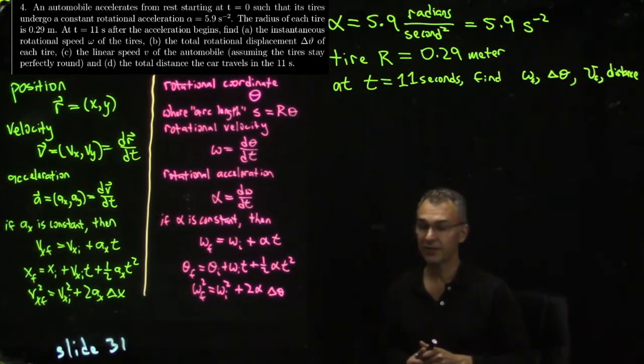The radius of each tire is 0.29 meters. At t equals 11 seconds after the acceleration begins, find the instantaneous rotational speed omega of the tire, so I'll call that omega final. Find the total rotational displacement, delta theta, of each tire. Find the linear speed v of the car. I'll call that v final. Assuming the tires stay perfectly round, we're also assuming that the tires roll without slipping. And find the total distance the car travels in the 11 seconds.